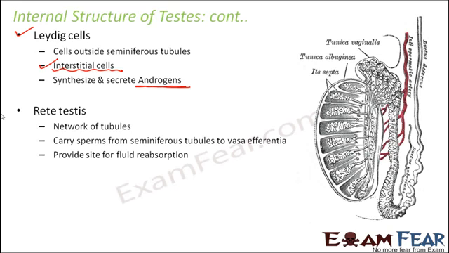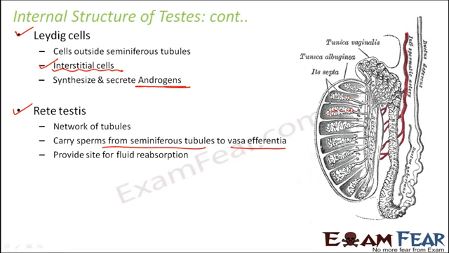Next is the rete testes. So what is rete testes? It is a network of tubules which carry sperms from seminiferous tubules to vasa efferentia. Now once the sperms are produced, where will they get produced? The sperms will get produced inside the seminiferous tubules. Now the sperms need to be carried out of the testis so that they can reach the vas deferens. You remember vas deferens, which will again connect to the ejaculatory duct, right? So first of all, it has to be taken out of the testis. So immediately from the seminiferous tubules, it moves into vasa efferentia.